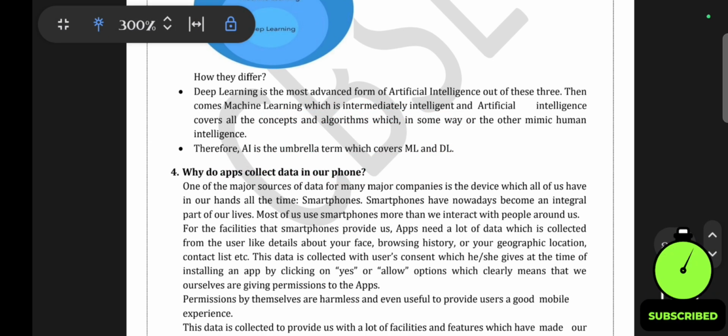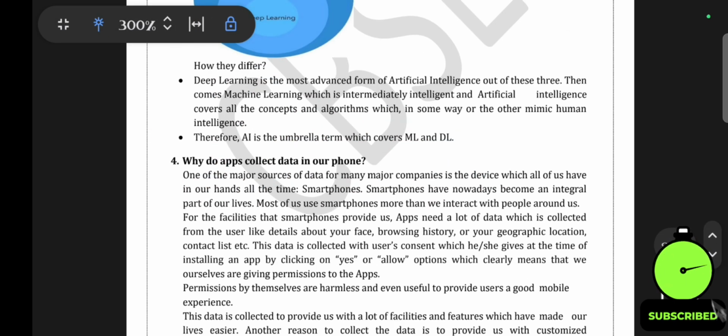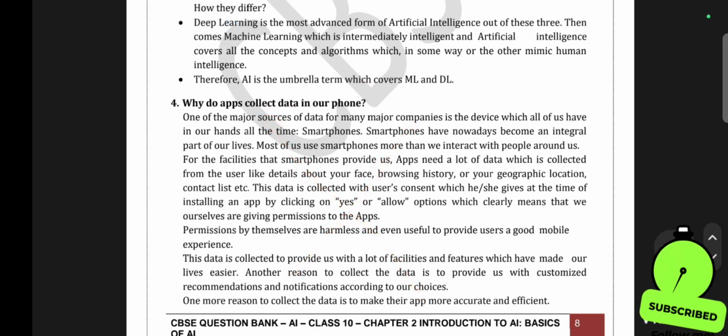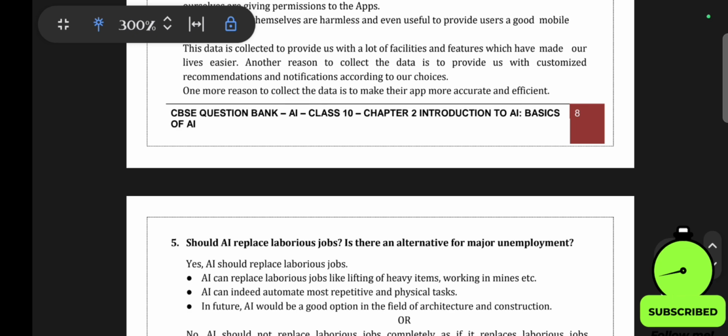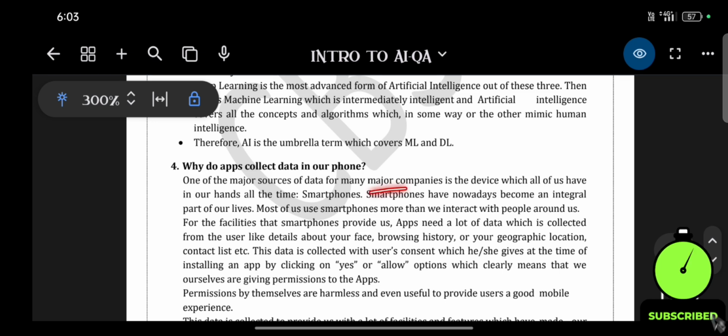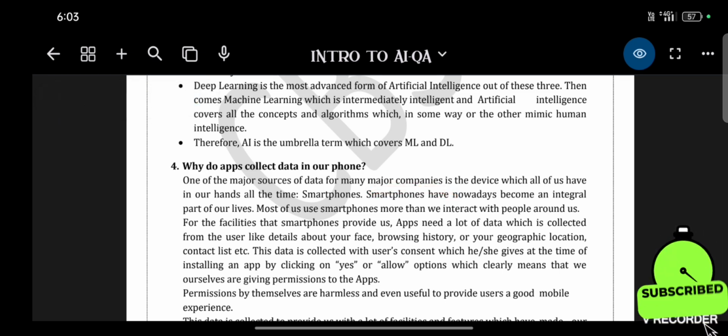Okay. Now moving to the next question. Why do apps collect data in our phone? Basically, this question doesn't come directly, or this question has not come in your 3 marks or 5 marks. But let us discuss this also. One of the major sources of data for many major companies is the best device for them, which is in our hand all the time, the smartphone.